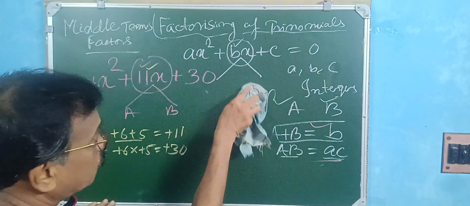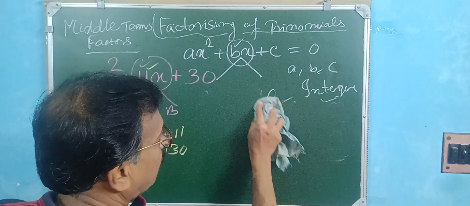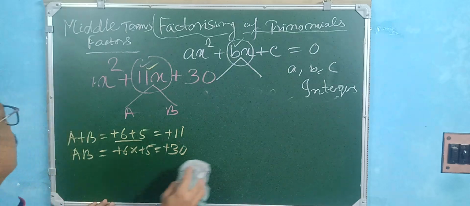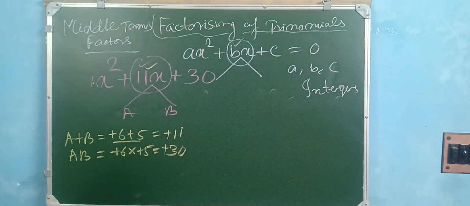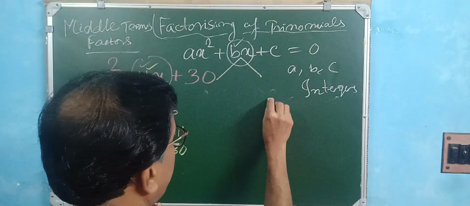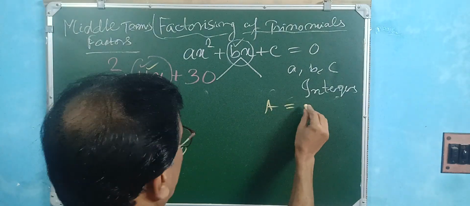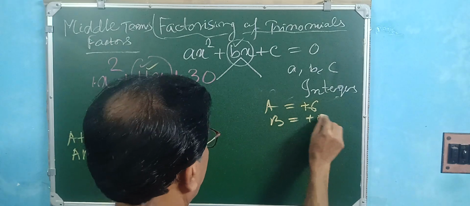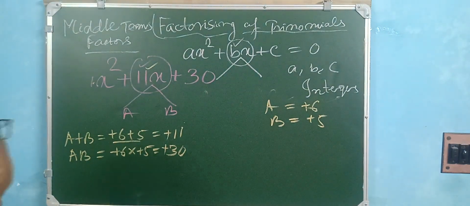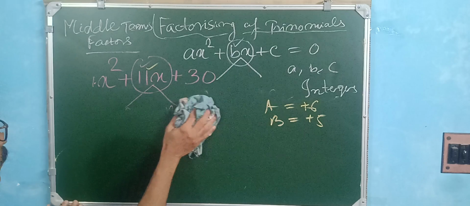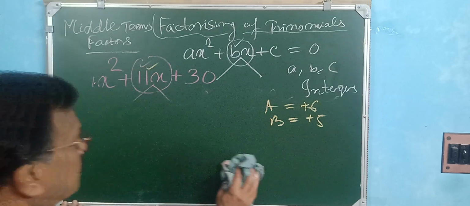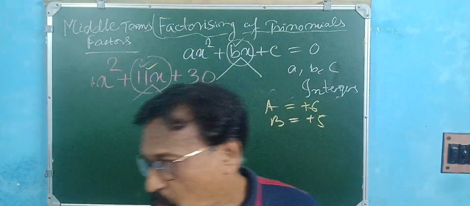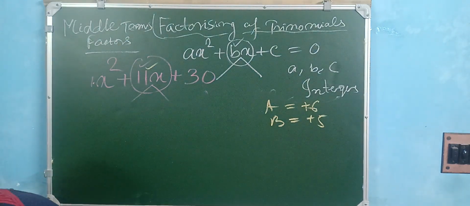What is the process? Suppose a is equal to plus 6 and b is equal to plus 5. This is the way you break it. I'll show you. Now these 3 terms are broken into 4 terms; this is called the middle term factors.